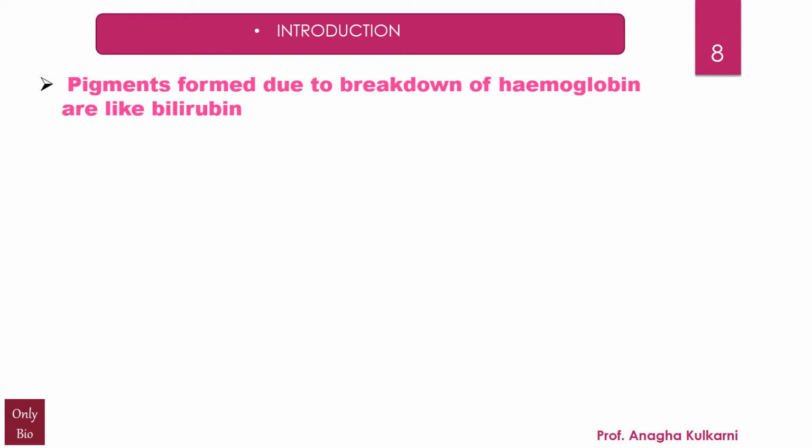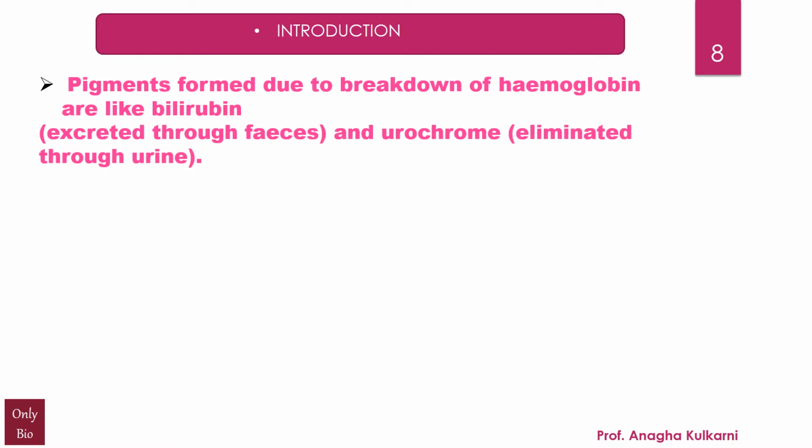Pigments formed due to breakdown of hemoglobin, like bilirubin, are excreted through feces, and urochrome is eliminated through urine. Friends, we all know that the RBCs have hemoglobin, right? And these red blood cells, in the case of human beings, have a lifetime of only 120 days, after which they are broken down in the liver and in the spleen.